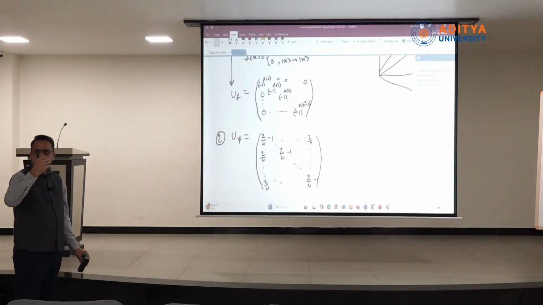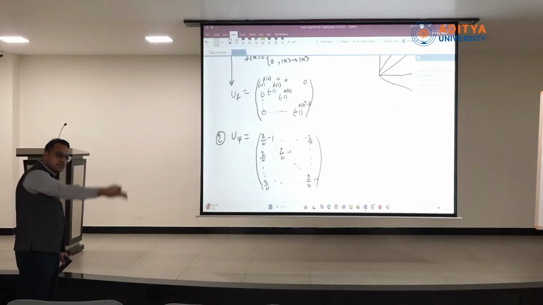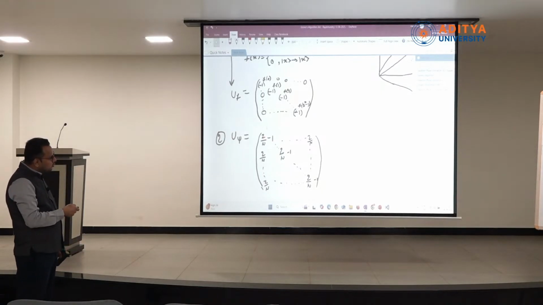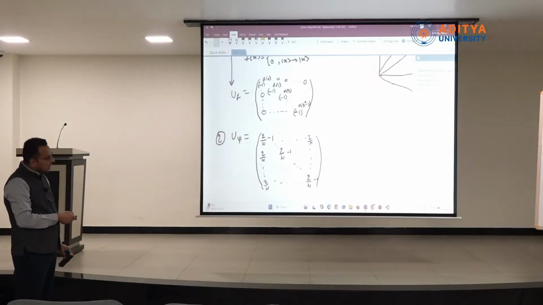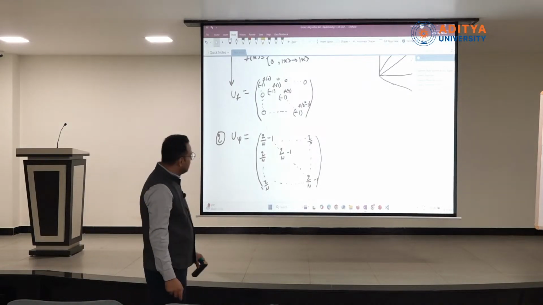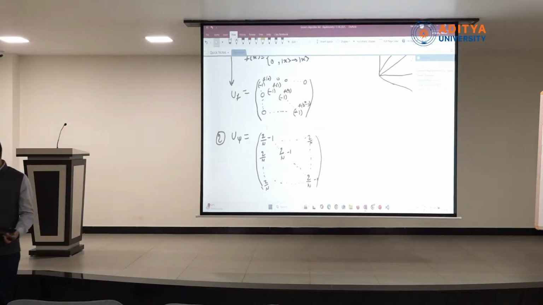What it does is twice of psi minus I. Yes or no? So this is how the 2 by n factor gets associated with each of these states. If you only observe the diagonal entries, that would be 2 by n minus 1. This would be a mathematical factor associated to each one. Otherwise all the other entries would be 2 by n. Understood? So this is the simple way to understand our Grover's part.